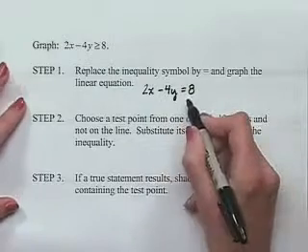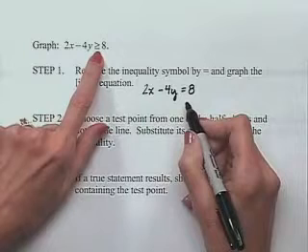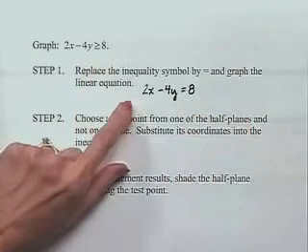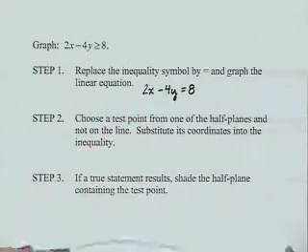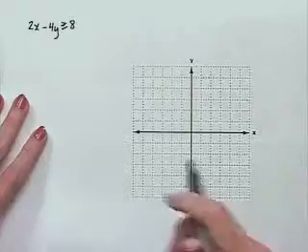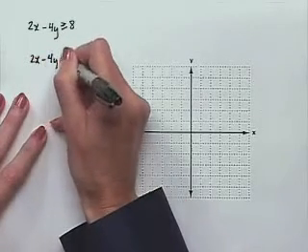Now one thing to note is that we are allowing the equation to be part of the solution because it says greater than or equal to. So let's keep that in mind as we're graphing. So let's move over to a graph now, and we're going to look at our equation, 2x minus 4y equals 8.